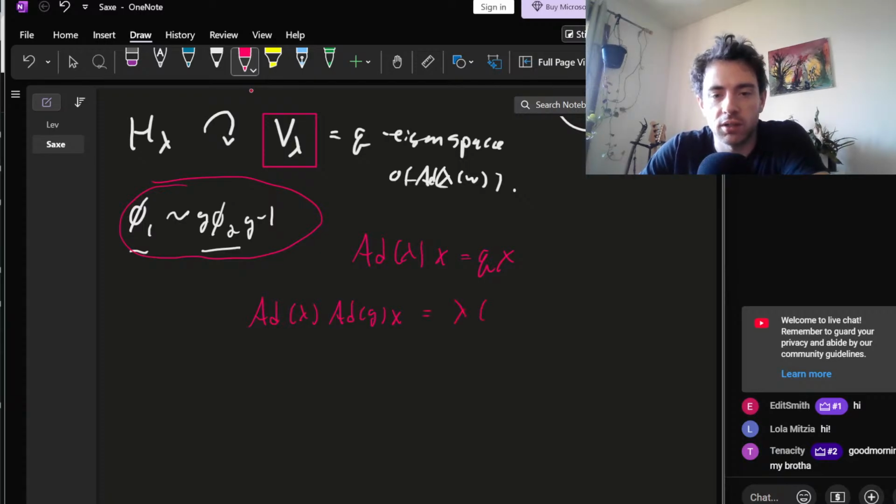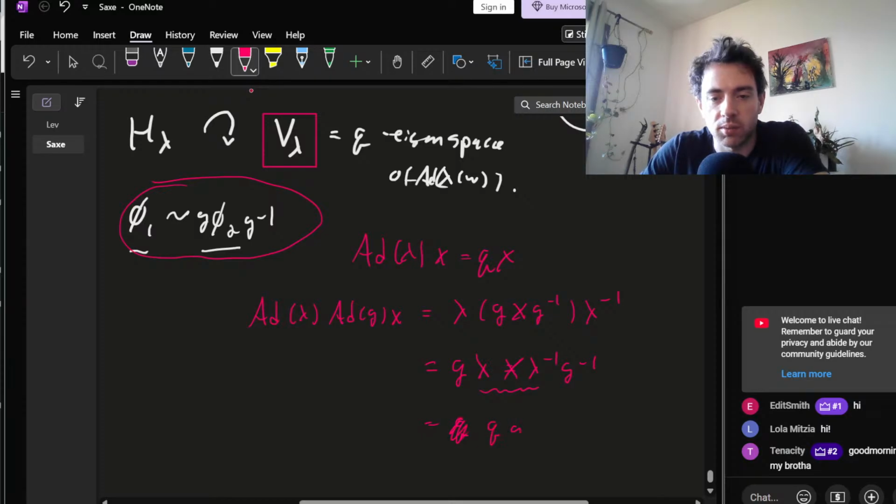It's lambda of g x g inverse lambda inverse, but since lambda fixes g, basically that means we can switch the order of lambda and g here. But now this is just conjugating x by lambda, so it just becomes q times g x g inverse, and so ad gx is still in the Q eigenspace.